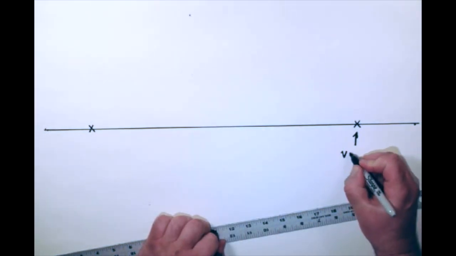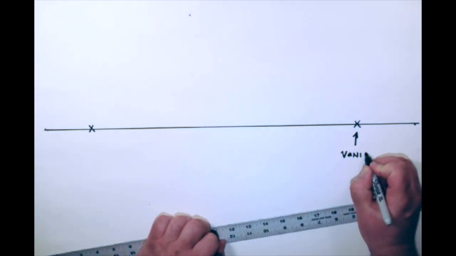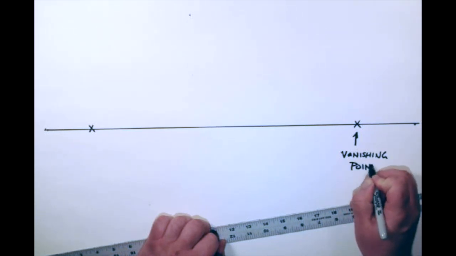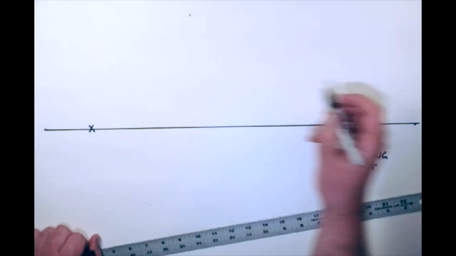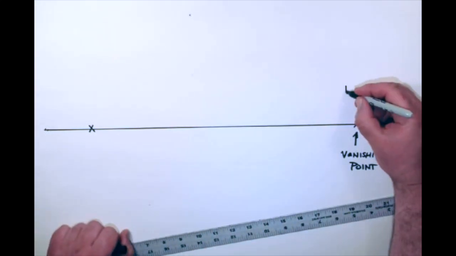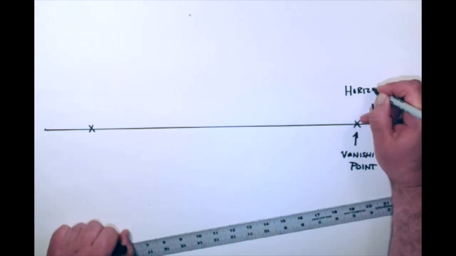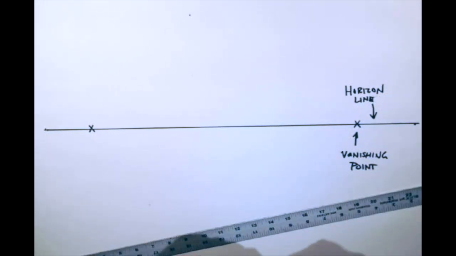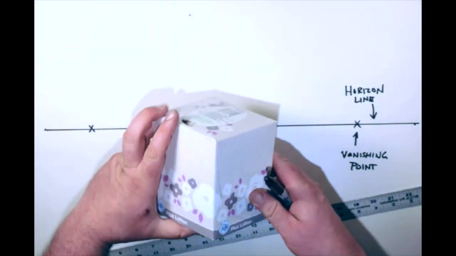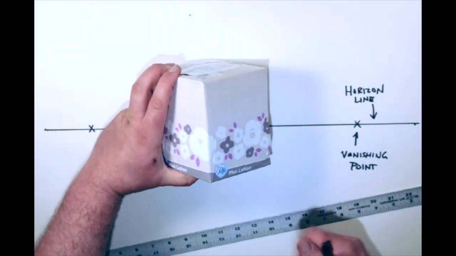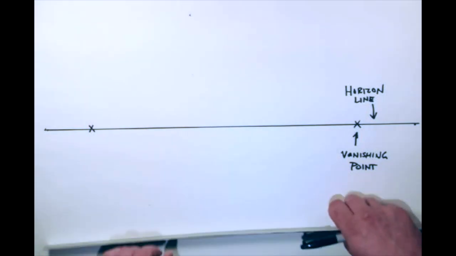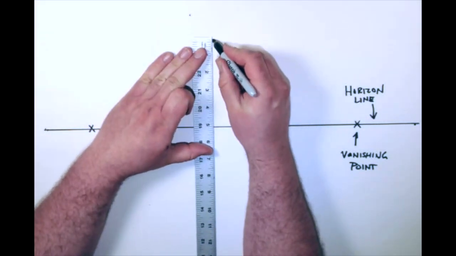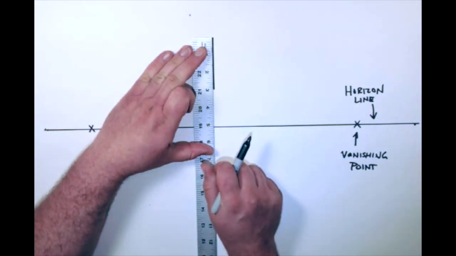I'll mark that so you know what this is. It's a vanishing point. And this is a horizon line. Okay, and because we are drawing the corner, we can just start with a vertical line this time. And I'm going to do a real simple one, like that.